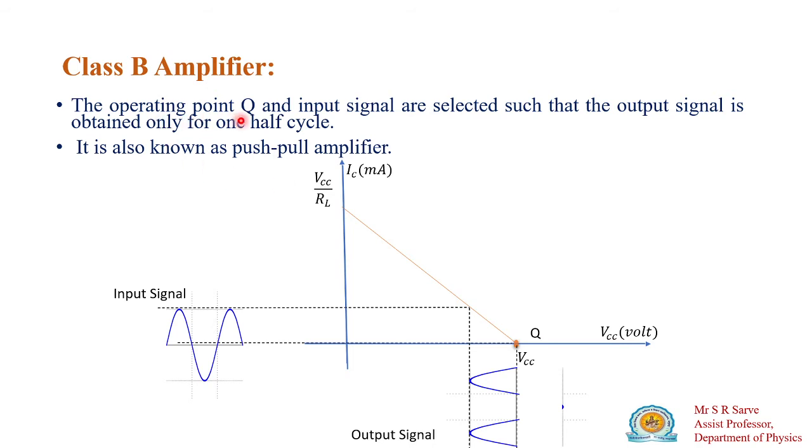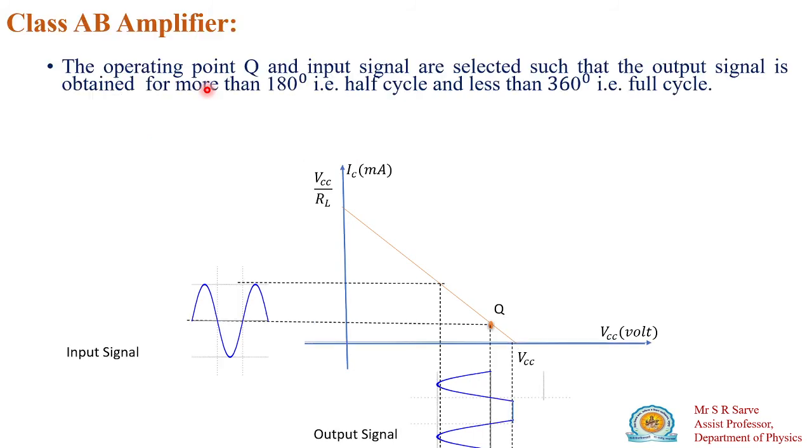The operating point and input signal are selected such that output is obtained only for one half cycle, meaning 180 degrees. That is known as a class B amplifier, and it is also known as a push pull amplifier. The efficiency of the class B amplifier is higher than that of the class A amplifier. Now next is the class AB amplifier. It is the combination of class A and class B amplifier.